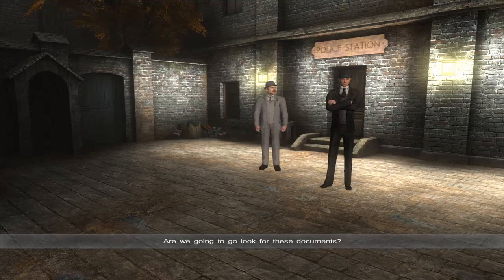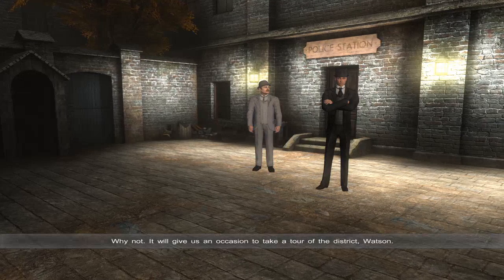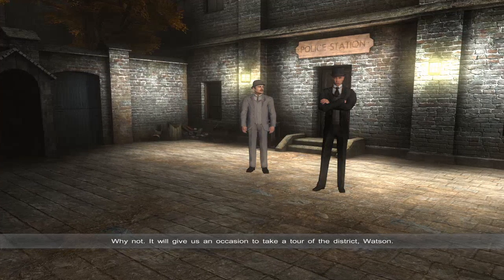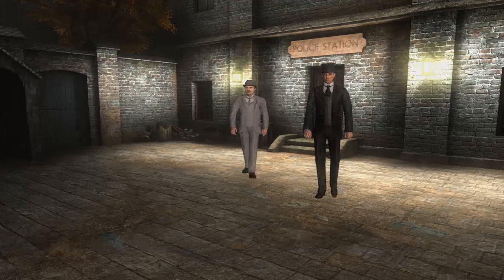Are we going to go look for these documents? Why not? It'll give us an occasion to take a tour of the district, Watson.